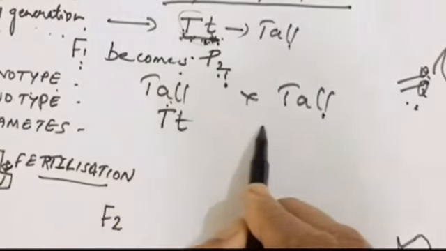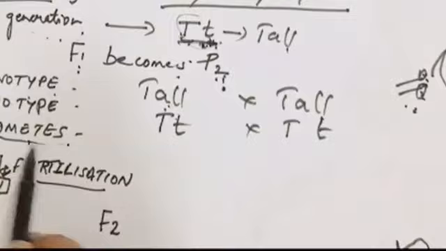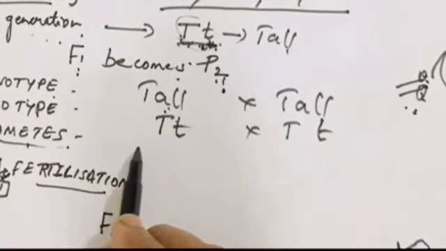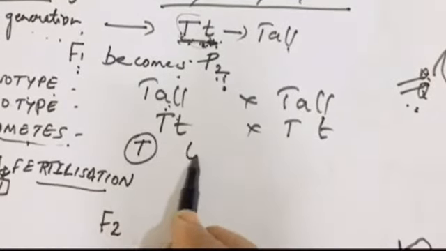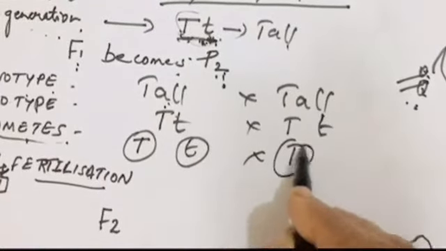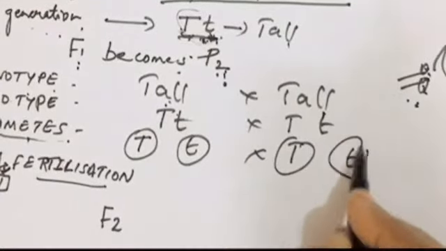We will write here genotype capital T small t versus capital T small t. What is the next step? Gametes, that is the pollen and the egg. For representing the genotype of gametes, again you have to do the same thing. You have to separate the factors and circle it. Same thing here, capital T, small t.